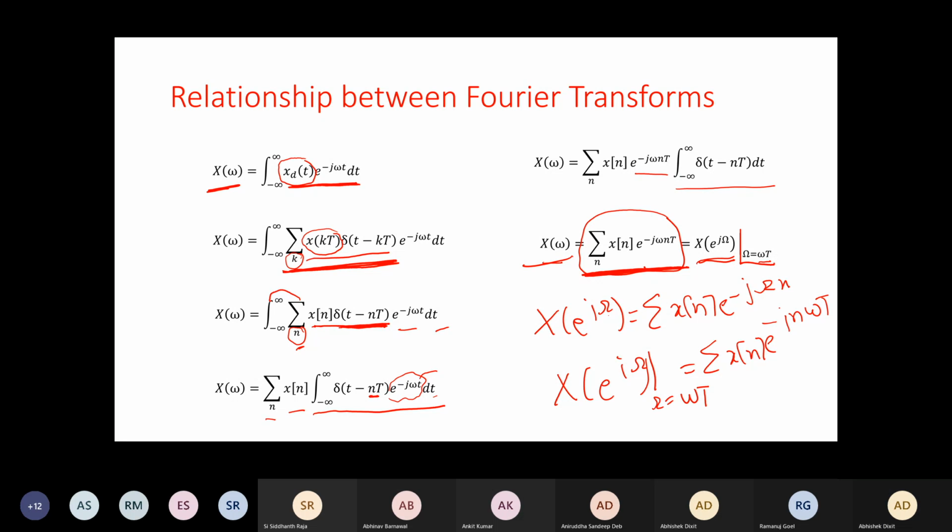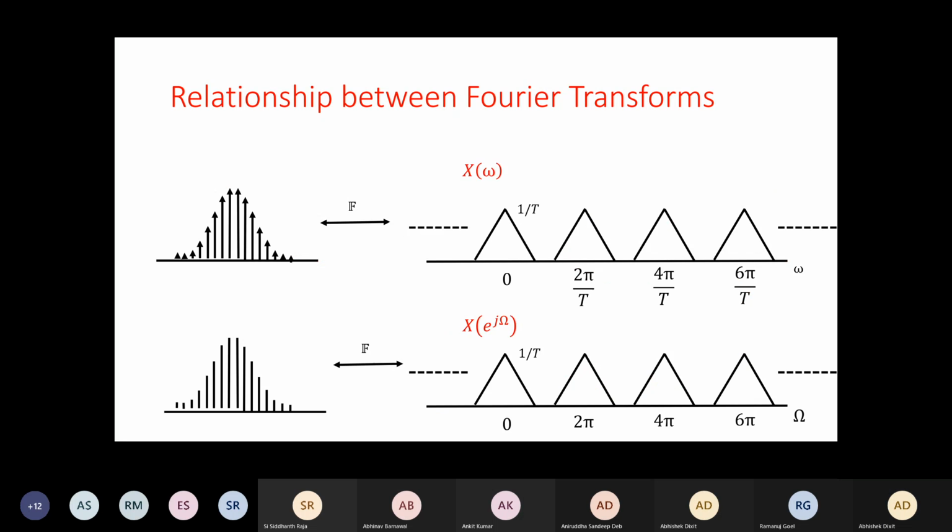Okay. What is the meaning? Meaning is, if the Fourier transform of this signal is like this, we have already seen this Fourier transform. This becomes periodic, right? Period is 2 pi by T and so on and so forth. This is X(omega), and this is plotted versus omega.